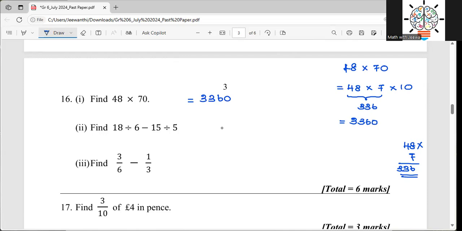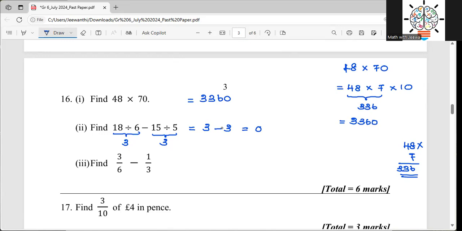Then the second part of this question we have to deal with is the BODMAS that you know. First we want to give the priority to the division. So 18 divided by 6 gives me 3, and 15 divided by 5 gives me 3. So now what I have is 3 subtract 3, the answer should be 0, right? When you have something like this, children, first you want to pay your attention to the division, so then the answer will be 0.